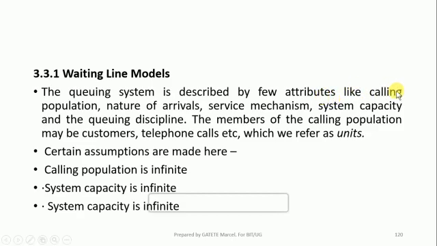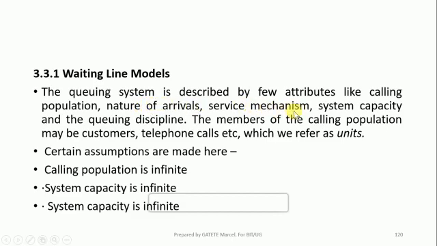The first one is the calling population, we know it. Then the nature of arrival and the service mechanism, system capacity, and the queuing discipline. Calling population, the number of all customers of the bank. The nature of arrival, how the customers are coming. Are they coming one by one, or coming in a batch, or randomly?